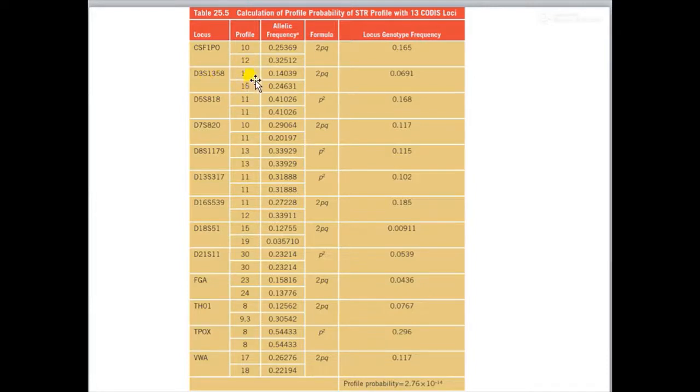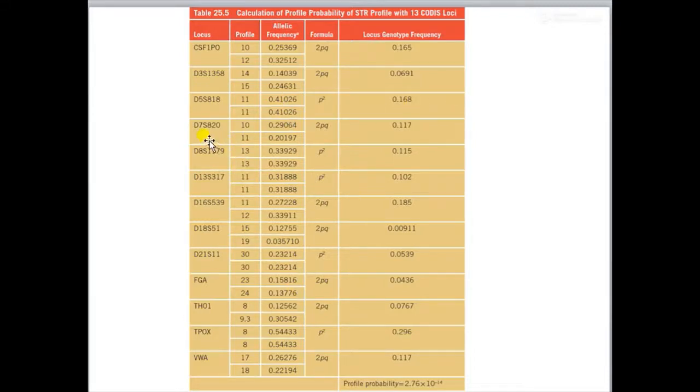That also has two different alleles, 14 and 15, so this is also a heterozygote. The formula we use here is 2pq. The frequency of p and the frequency of q are calculated and multiplied by 2, and I get a value here. Now if I take the third loci, it is a homozygote, with alleles 11 and 11. So the frequency is p squared. It is approximately 0.41 times 0.41, which gives 0.168.